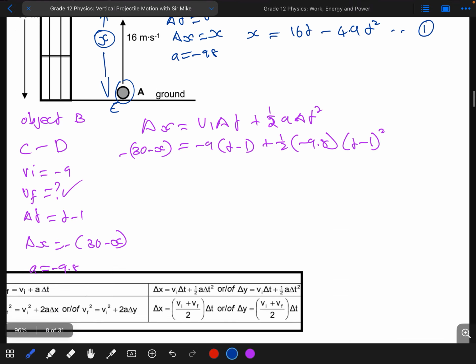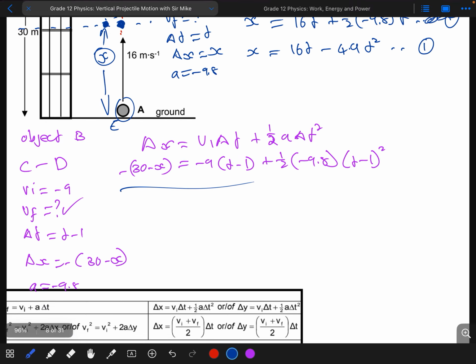If I continue with that, I would actually have x minus 30, right? If you distribute that and rearrange it, I like to put the positive one first and the negative number second. So this will simply be equal to negative 90 plus 9 plus negative 4.9, open bracket.